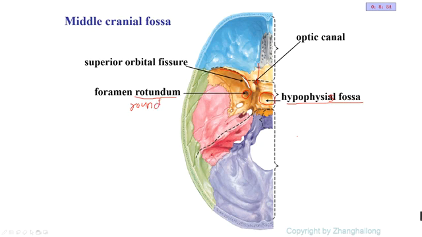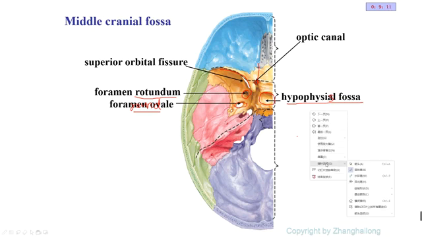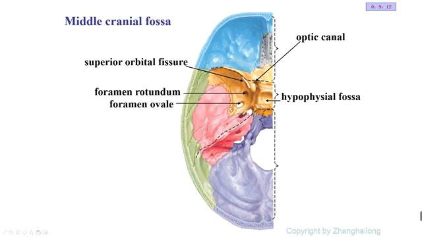Because I have no pen, I must write with my mouse, so the writing is very terrible. Okay, and continue. There is another foramen, the foramen ovale. Foramen ovale. Okay, the ovale is not very round.